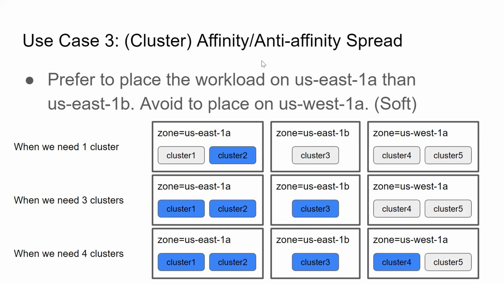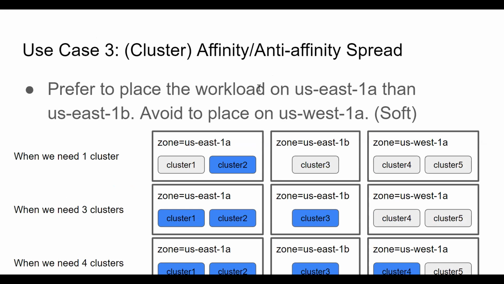Use case 3 is about cluster affinity spread. Sometimes we may want to put the workload to some topologies if they can provide enough clusters. Otherwise, put the remaining workload to other topologies. As an example, we prefer US East 1A over US East 1B and try to avoid workload placement on US West 1A. The placement decision is illustrated by the figure. If we only want 1 cluster, it should be from US East 1A. If we want 3 clusters, none of them should be from US West 1A. It is worth noting that these rules are soft constraints.